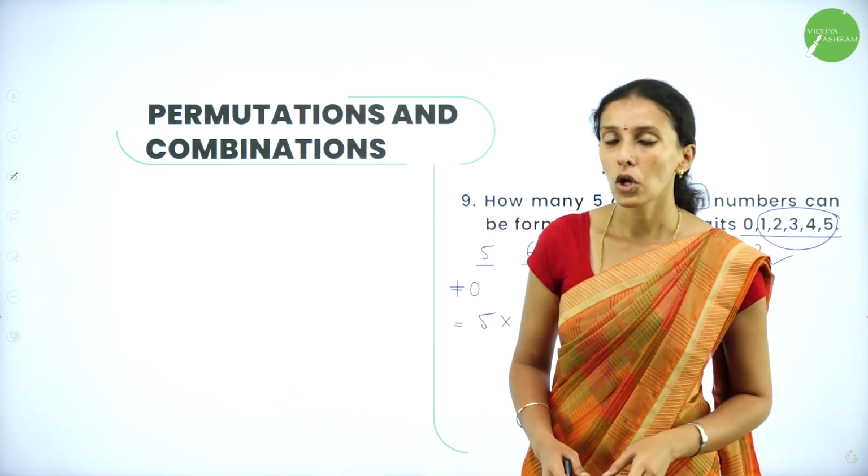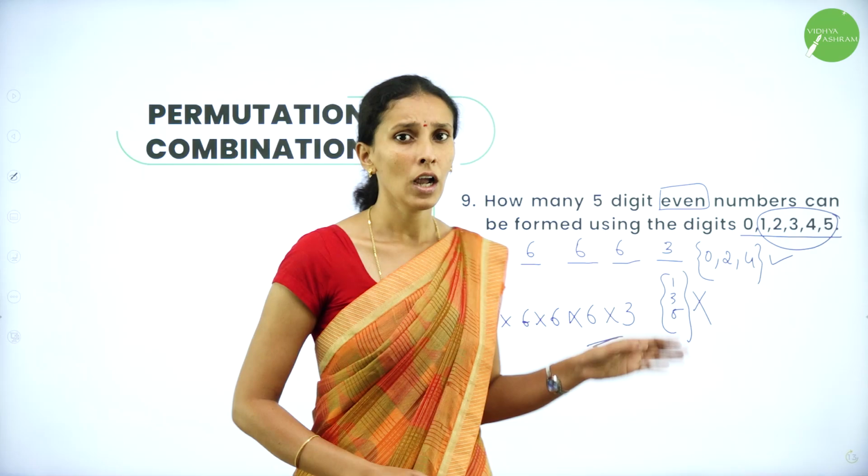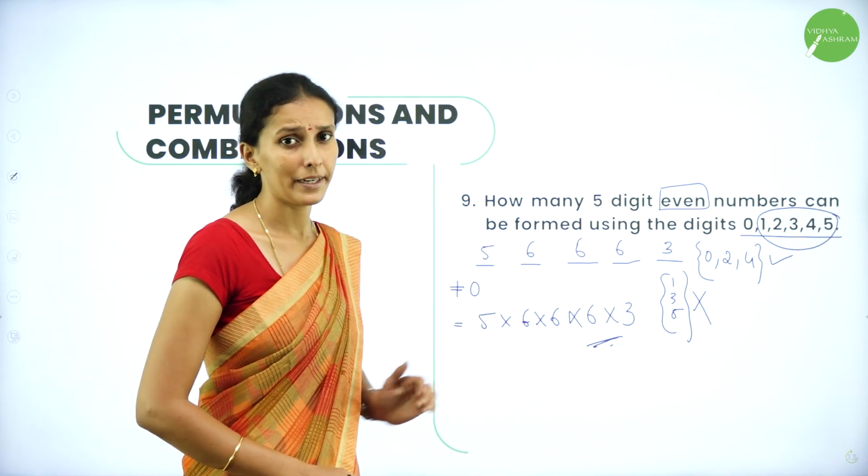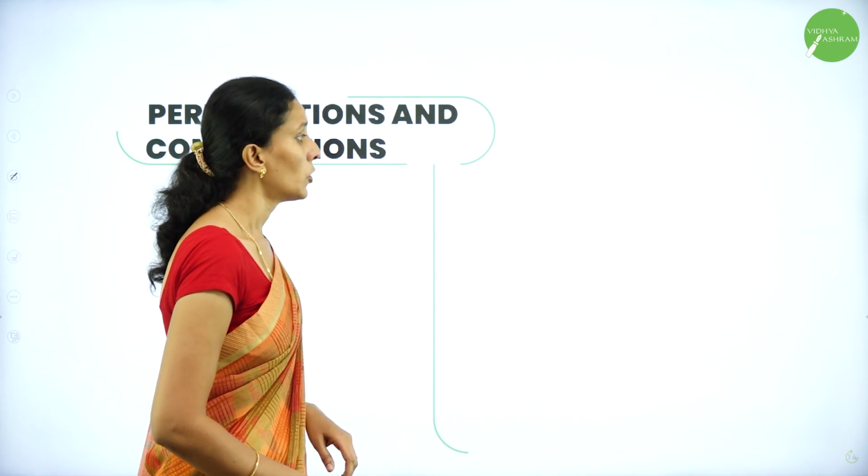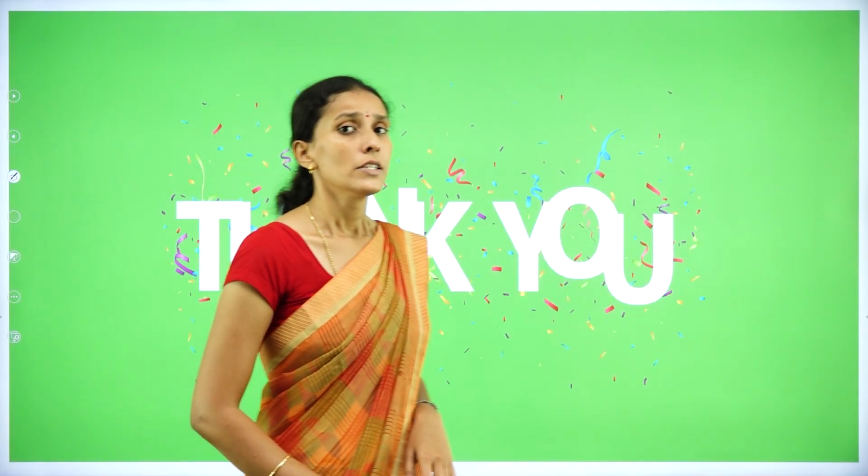So this is all about how the digits are repeated and how they do not repeat. In today's class, what we have learnt is how numbers can be formed when digits cannot repeat, and when digits can be repeated, with restrictions and without restrictions.